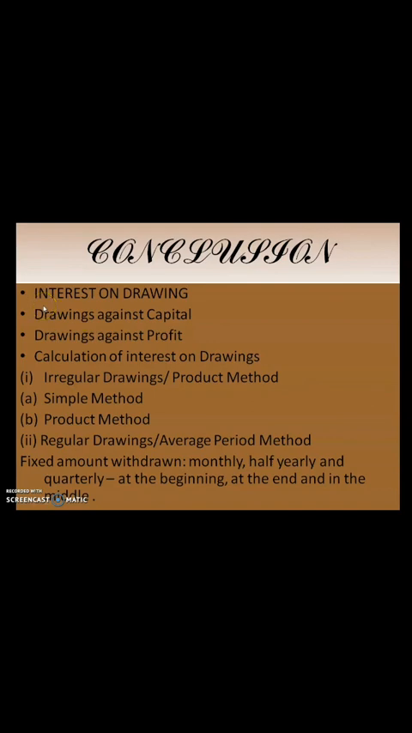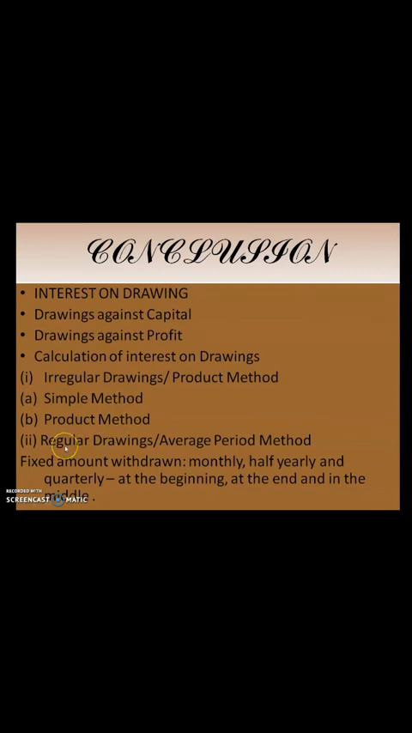Now let us conclude today's class. In today's class we have discussed about interest on drawing. We saw that drawing can be made against capital as well as against profit. We also saw the calculation of interest on drawing using 2 methods, that is irregular drawing, which is also known as product method, under which itself there are two methods, simple method and product method. We also did a problem related to both of this.